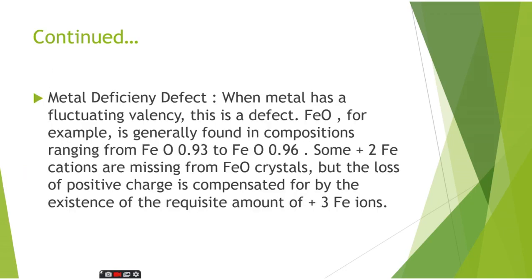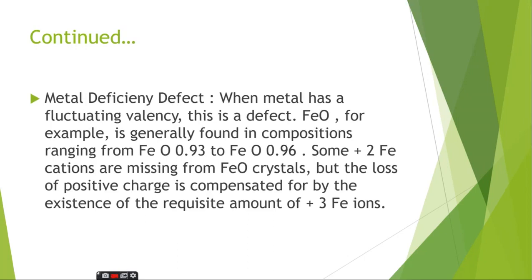Then at last, metal deficiency defect. When a metal has a fluctuating valency, this defect occurs. FeO, for example, is generally found in compositions ranging from FeO 0.93 to FeO 0.96. Some Fe2+ cations are missing from FeO crystals, but the loss of positive charge is compensated for by the existence of the requisite amount of Fe3+ ions.